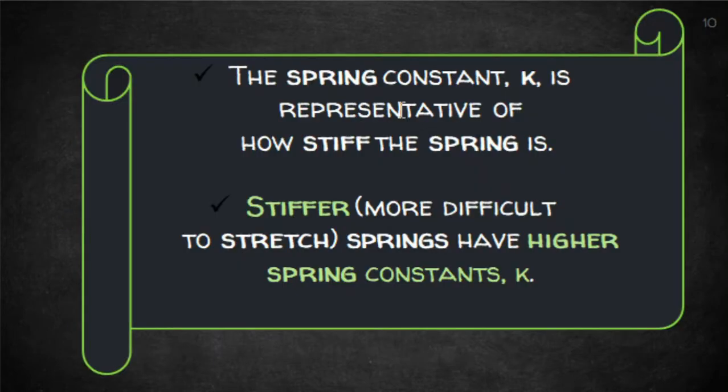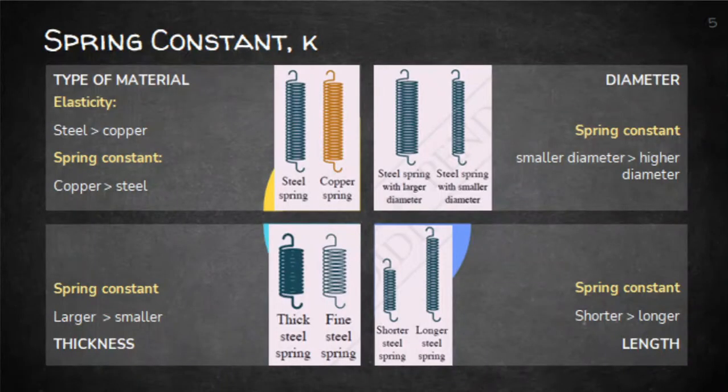So what about K? K is the spring constant which represents how stiff the spring is. Stiffer or more difficult to stretch springs have higher spring constants K. Now more on spring constants K. There are 8 springs on the slide and they are grouped into 4 groups to compare their elasticity and spring constant respectively.